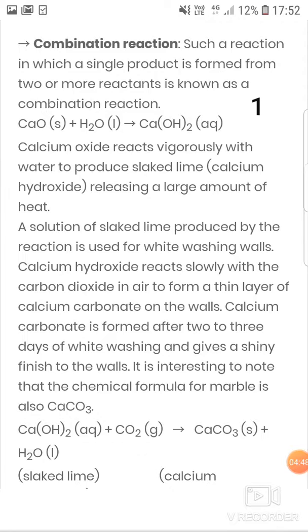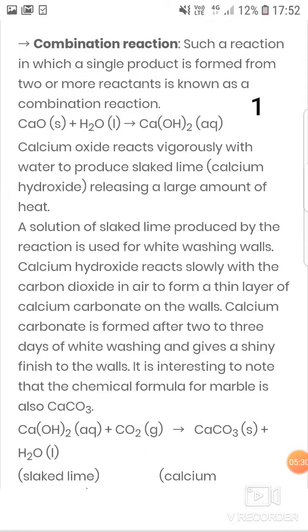That is, for example, CaO, calcium oxide, plus H2O, water, when mixed together. After the reaction, on the right hand side you will get the product calcium hydroxide, releasing a large amount of heat. So, calcium oxide reacts vigorously with water to produce slaked lime. Calcium hydroxide is also known as slaked lime, releasing a large amount of heat.